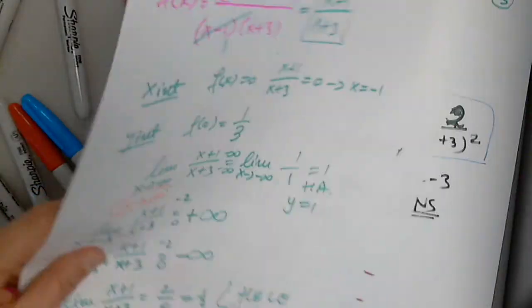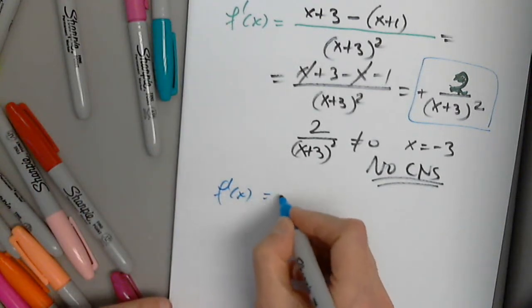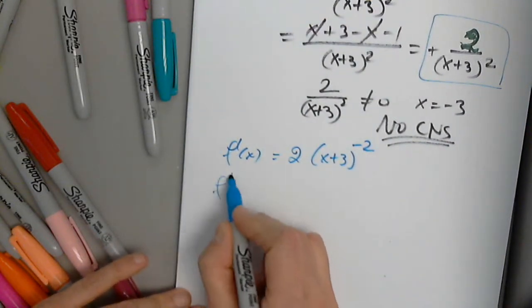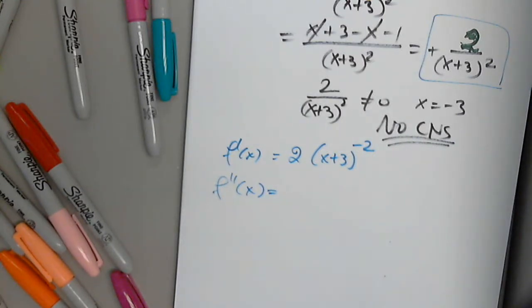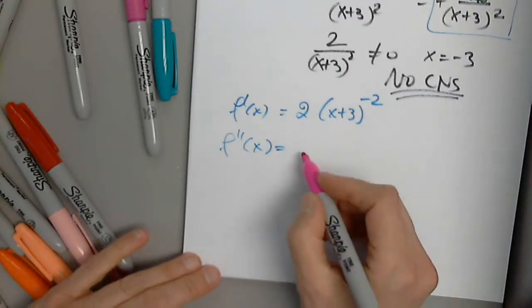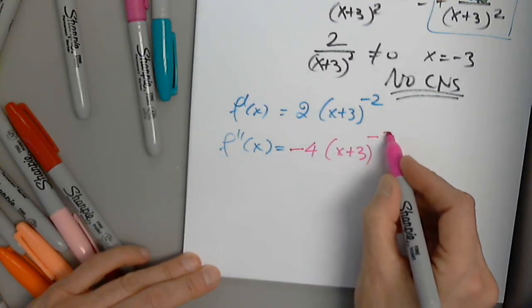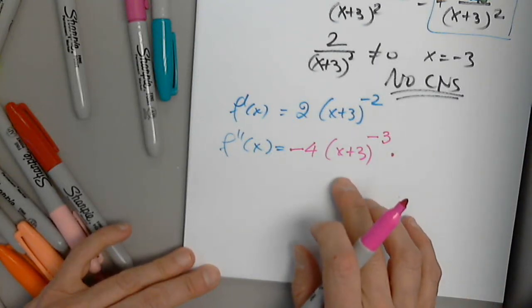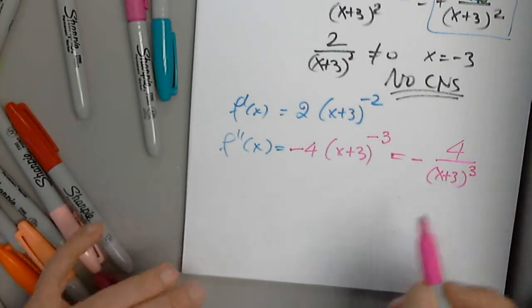Okay, so second derivative. I will change the first derivative, obviously, into 2(x plus 3) to the negative 2. Why? Because it's easier to differentiate. So now please tell me what you get. Negative 4 times (x plus 3) to the negative 3 times the inner function prime. But the inner function prime is 1. So this will be negative 4 over (x plus 3) cubed.